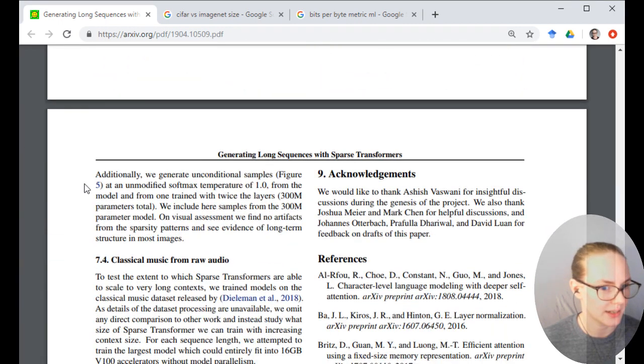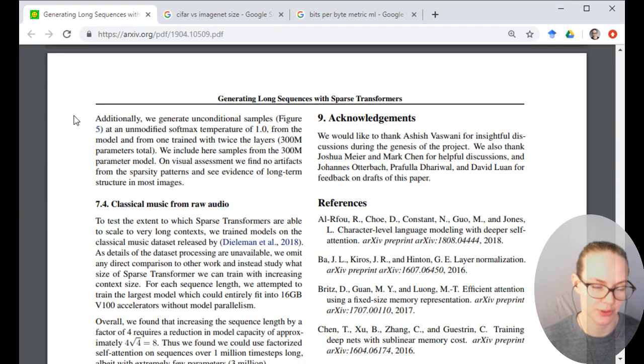All right. Additionally, we generate unconditional samples, figure 5, at an unmodified softmax temperature of 1 from the model, and from one trained with twice the layers. We include here the samples from the 300 million parameter model. On visual assessment, we find no artifacts from the sparsity patterns and see evidence of long-term structure in most images.